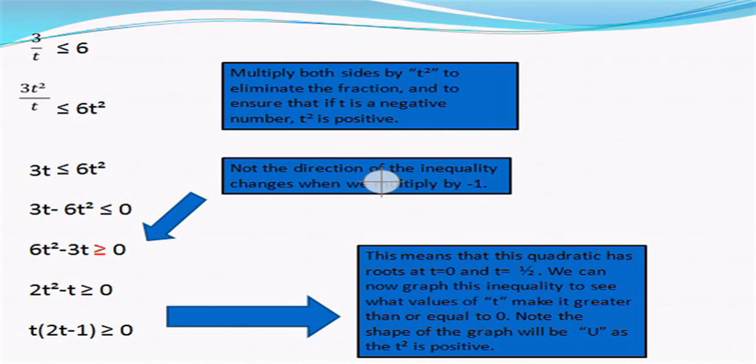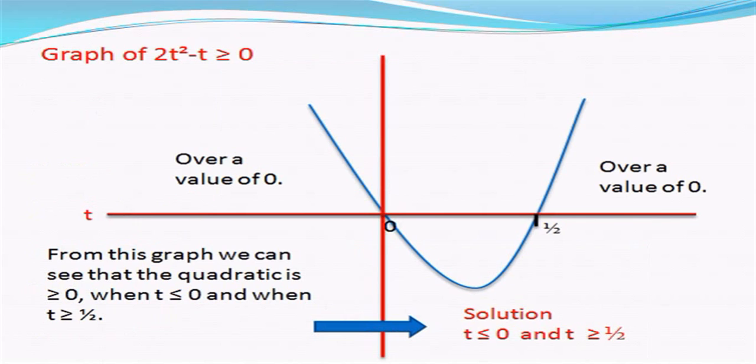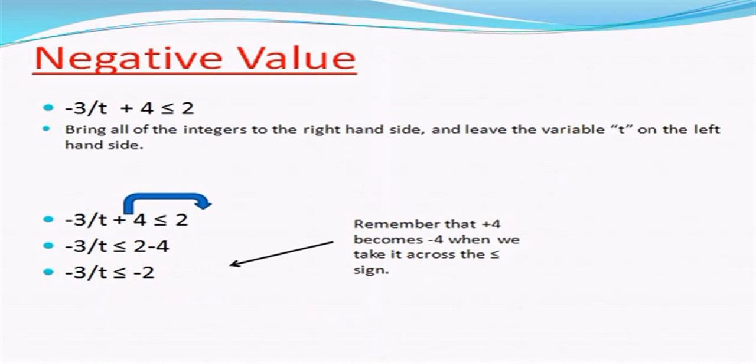We will then graph this, and remember when we graph it that it's u-shaped because t squared is positive. So here we have the graph of 2t squared minus t is greater than or equal to 0. What we're looking for here is when the graph is greater than or equal to 0, so basically when it is above or on the x-axis. We can see that when t is less than or equal to 0, and when t is greater than or equal to a half, the graph comes above the x-axis. So that gives us the solution that t is less than or equal to 0 and t is greater than or equal to a half.